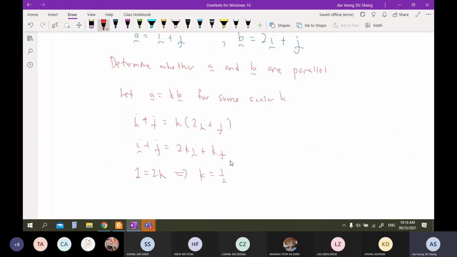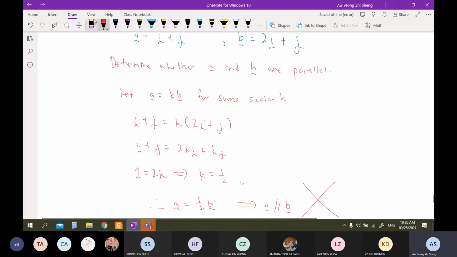So if you just stop here and you happily conclude A equals half B, and then you say A and B are parallel, this will be a wrong conclusion.